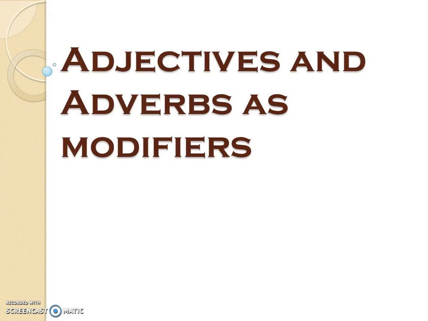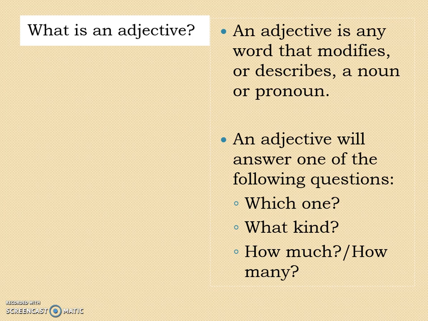Well, now that we have identified all the major parts of a sentence with an action verb and the major parts of a sentence with a linking verb, it is time for us to move on to adjectives and adverbs as modifiers. So let's begin with adjectives.